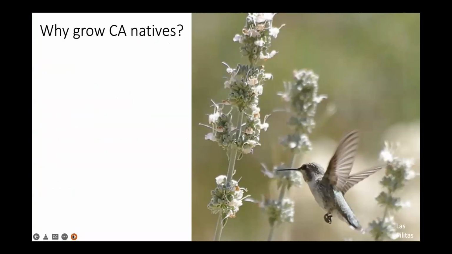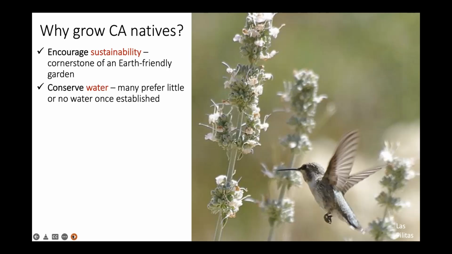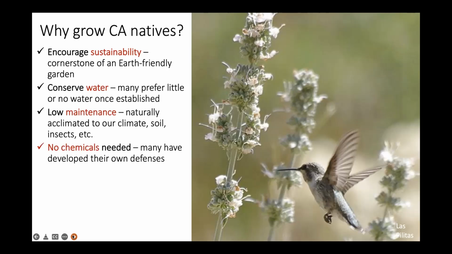Okay, so why grow California natives? And there are many important reasons. The first is they are certainly a cornerstone of an earth-friendly garden, which basically just means a sustainable garden. They conserve water. Many prefer little or no water once they're established. They're low maintenance. Since they're naturally acclimated to our climate and soil and insects and everything else, they don't need pampering, so that's a selling point. They don't require chemicals. Many have developed their own defenses, and we're going to watch a little video in a few minutes where you will hear about some of that.